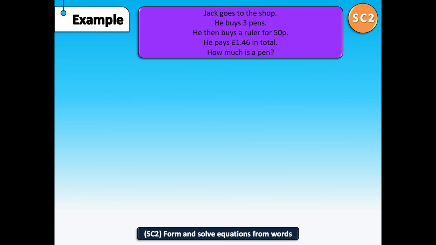Here's another example. Jack goes to the shop, he buys 3 pens, he then buys a ruler for 50p, and he pays £1.46 in total. So how much is a pen?